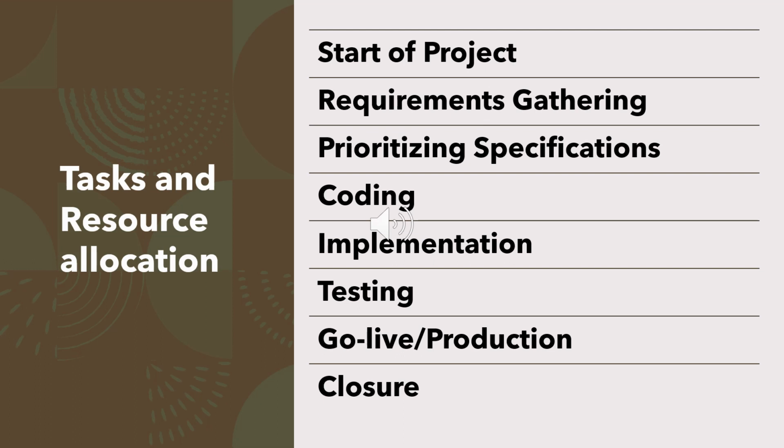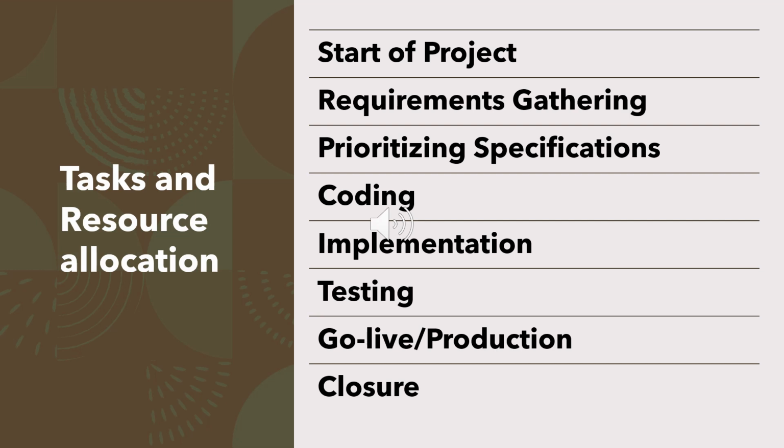So basically, there are several tasks and resource allocation activities that are involved in this project. Coming to the tasks, tasks are important phases or activities that have to be completed in a short term. So first thing is start of project. Start of project is a task where all the formalities of taking up a project are fulfilled.